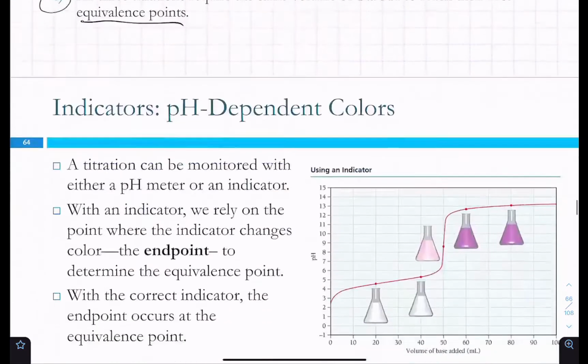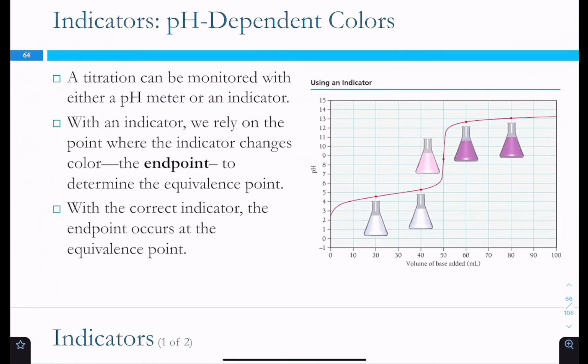Okay. We're almost done with acids and bases. Briefly going to talk about indicators, and then we're going to move into solubility stuff, which we'll say more about when we get there. So in here we have used some indicators in previous labs.